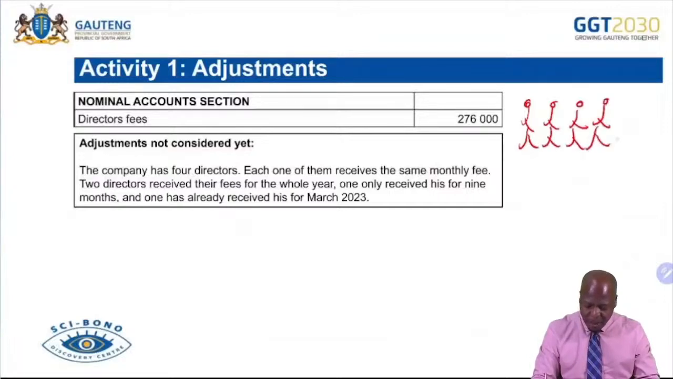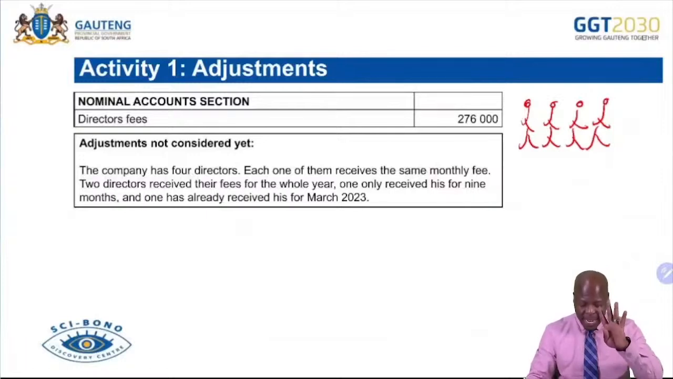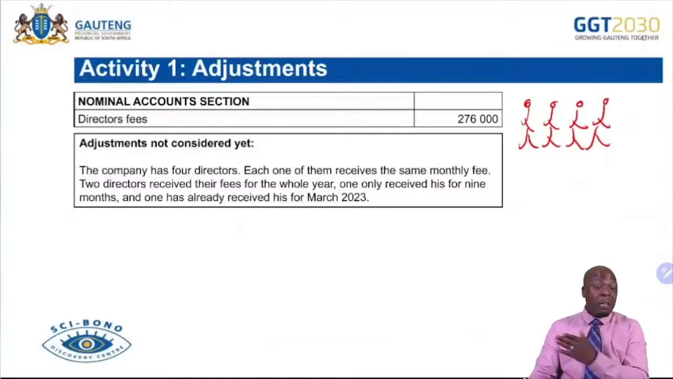Director number 4. The company has how many directors? 4 directors. Let's go. Each one of them receives the same monthly fee, so it is the same for all 4 directors. 2 directors receive their fees for the whole year. So for the 2 directors, they've received for the entire year.